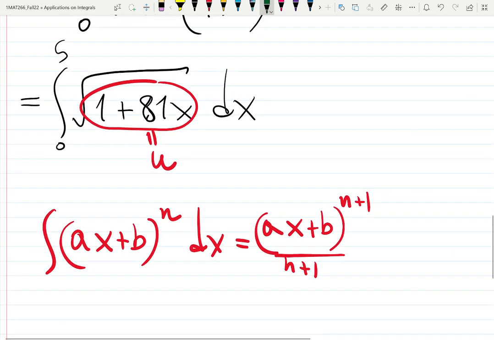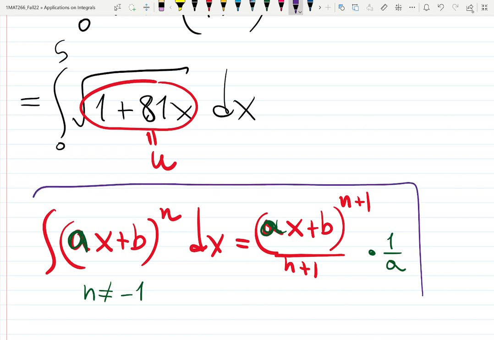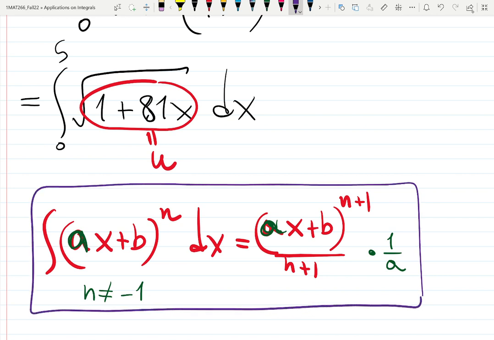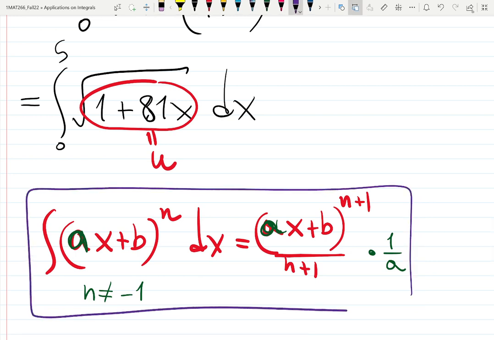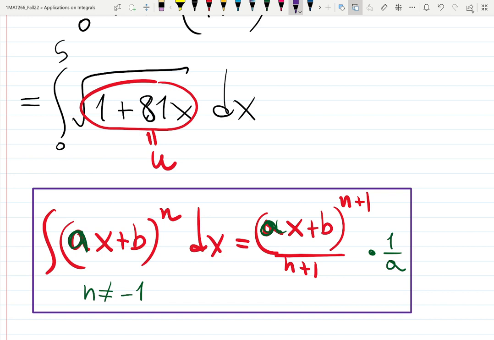Undoing the chain rule tells you to do what? Divide by the leading coefficient. That's the u-sub shortcut. Divide by the leading coefficient. The only exception is 1 over x. That's a logarithmic function. So n should not be minus 1. But otherwise, it's the u-sub shortcut for the u-substitution that works on the power rule. So now using that, who can tell me the answer?